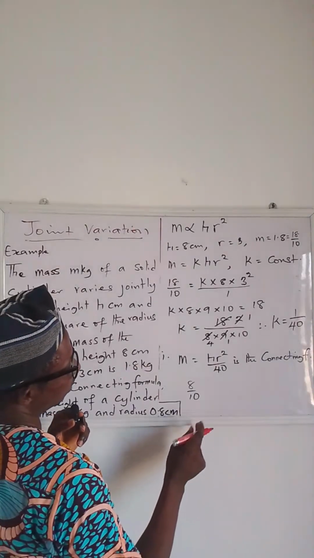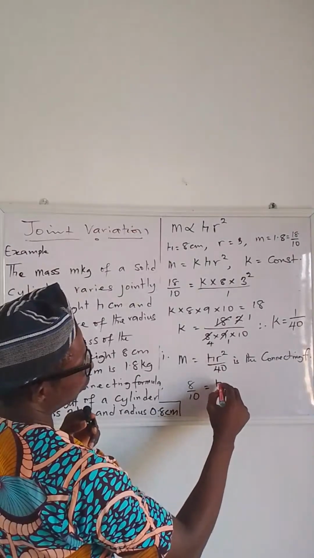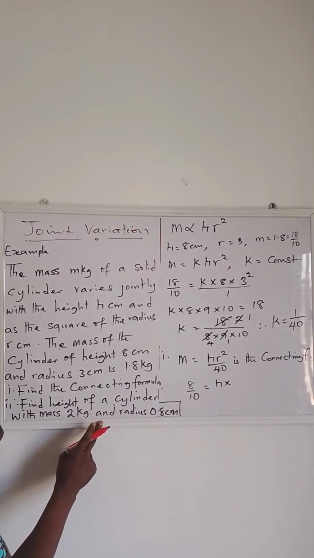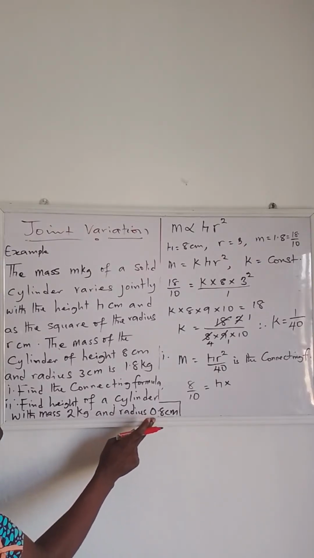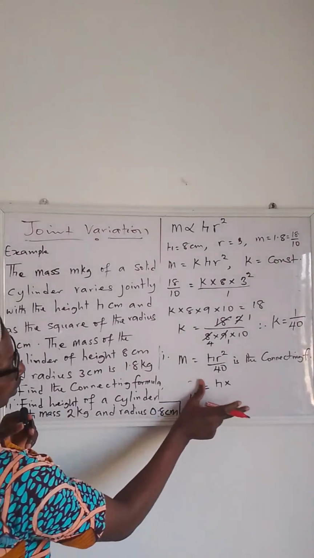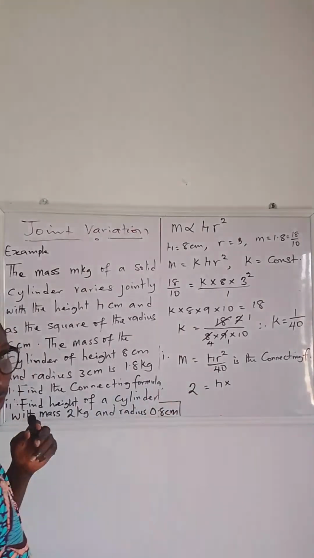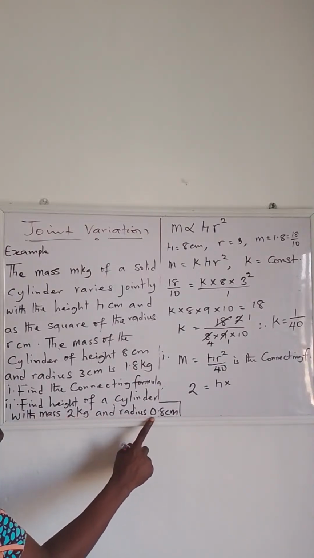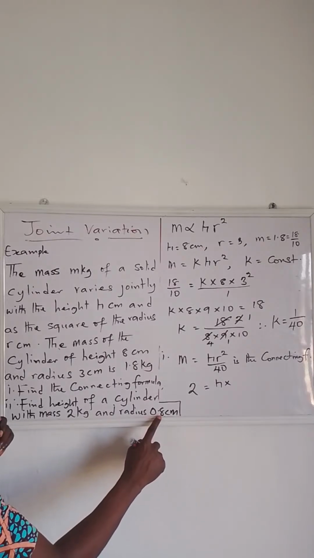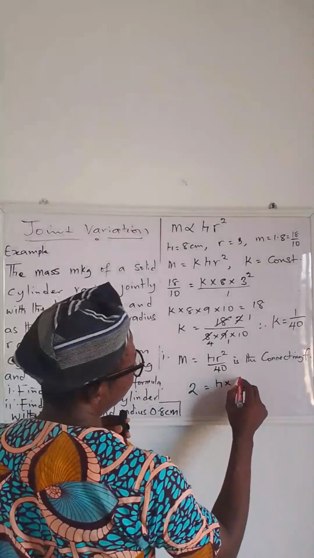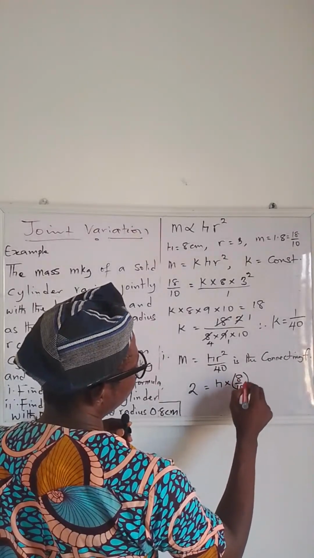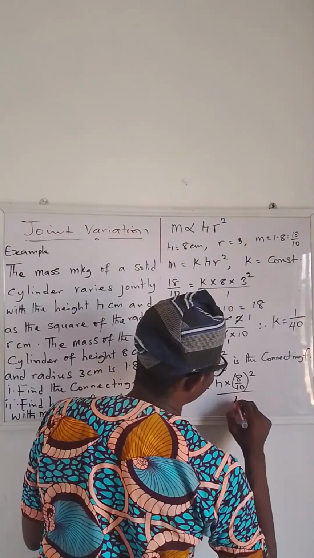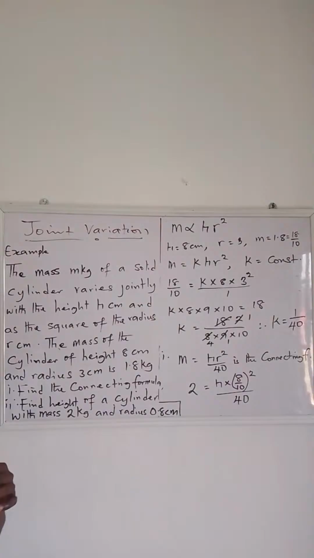Okay, so now that is equal to h times r. The radius has been given. Sorry, the mass is given, the mass is 2 kg, and the radius is 0.8. So we have 2 equals h times 8 over 10 squared, which has replaced the r, everything over 40. Okay, do you understand that now?